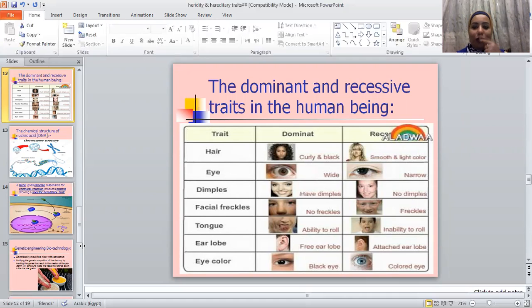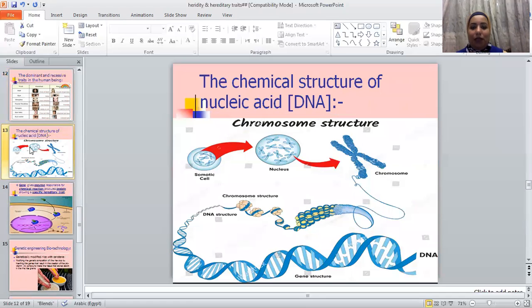Ability to roll your tongue is dominant. Inability to roll your tongue is recessive. A free earlobe, not attached, is dominant. But an attached earlobe is a recessive trait. Black eye color is dominant. And colored eye, blue, green, gray, brown, and so on, is a recessive trait. It does not appear in the first generation, but appears in the second generation. Okay, that's easy.